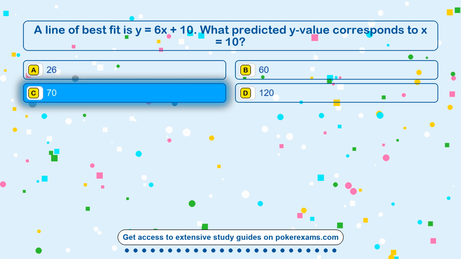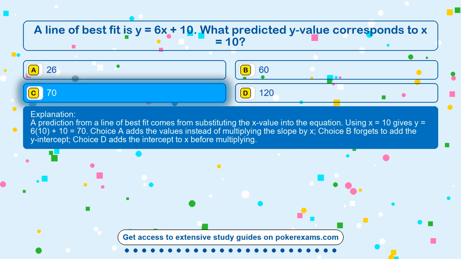The correct answer is option C, 70. A prediction from a line of best fit comes from substituting the x-value into the equation. Using x = 10 gives y = 6(10) + 10 = 70. Choice A adds the values instead of multiplying the slope by x, choice B forgets to add the y-intercept, choice D adds the intercept to x before multiplying.